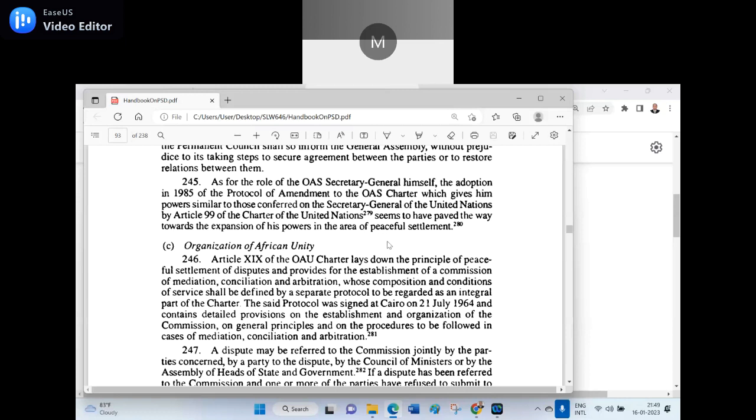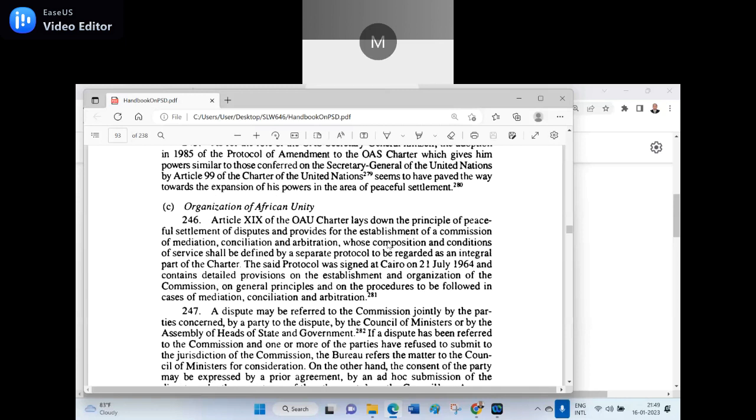Then comes the Organization of African Unity. In the African Unity, when you say Tanzania comes over there, all African nations come over there. Who are the members of this African Union? So Article, can you tell me what this is?